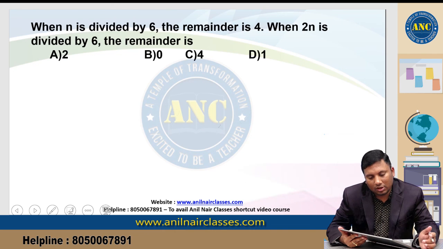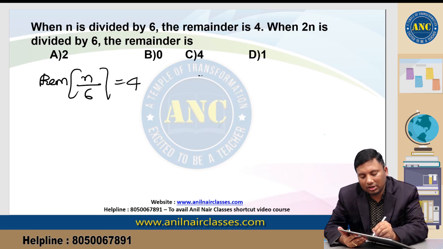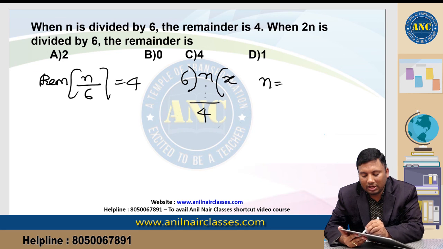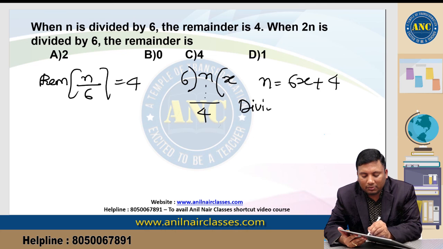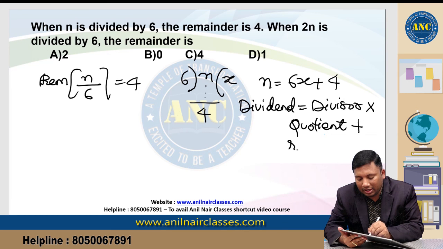Next one. When a number n is divided by 6, the remainder is 4. Dividend is equivalent to divisor into quotient plus remainder. So n is 6x plus 4. Why is it 6x plus 4? Because the dividend is nothing but divisor into quotient plus remainder.